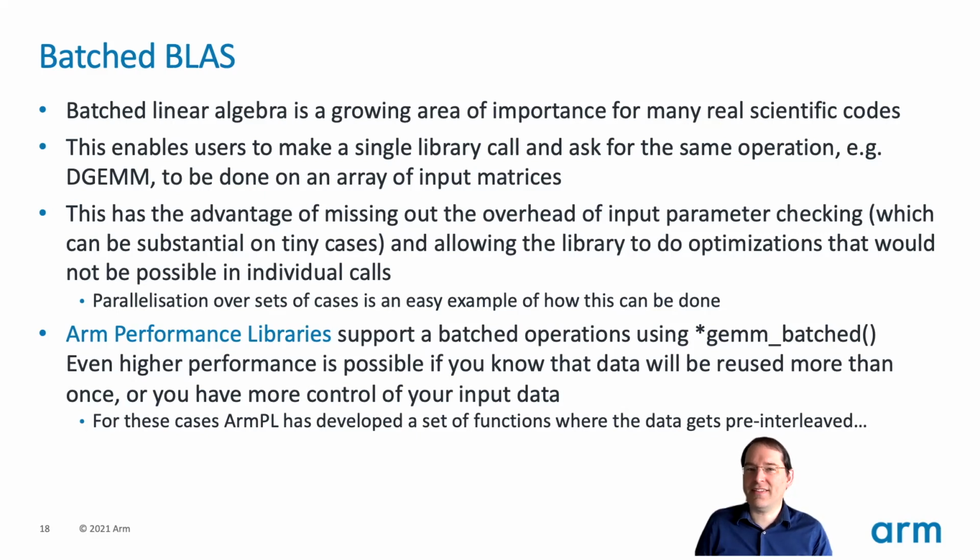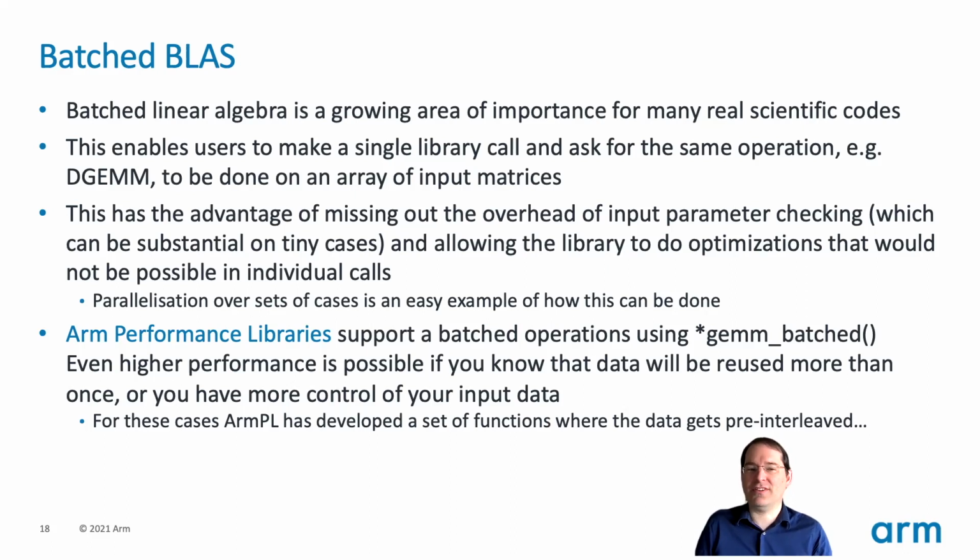One of the disadvantages of a library like BLAS is that every single time you make a call to it, you have to do some checking of the input parameters. For most cases, this isn't a problem. But if you're doing 2x2 matrices quite a lot, that overhead can actually add up to being something significant. So what you can actually do is skip that stage and say, I want to solve 1,000 of these cases. And you do that using the gemm batch interfaces that we provide.